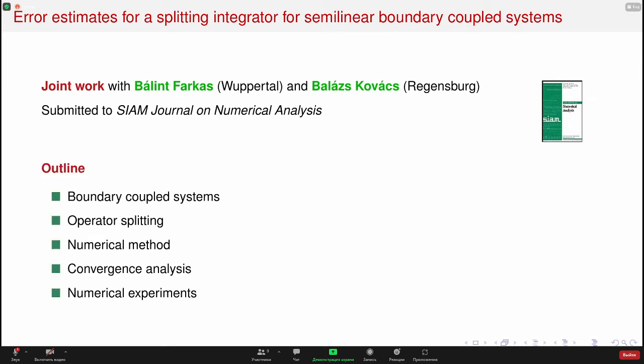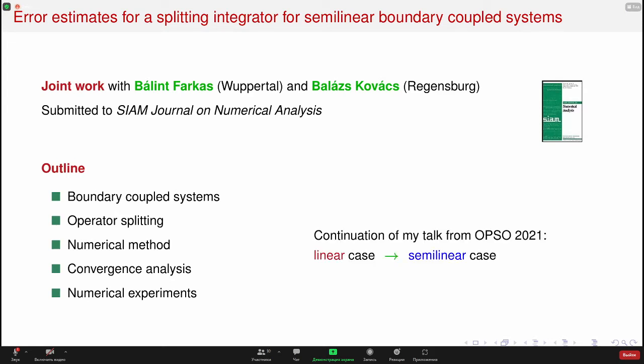So the outline of my talk. First of all, I will talk about what boundary coupled systems mean. Then I will talk a little bit about operator splitting procedures, because I will apply this in order to introduce this numerical method. Then I will show the numerical method itself. And I will speak about the convergence analysis, or at least the idea of the proof. And at the end, I will show the numerical experiments done by Balázs Kovács, my co-author.